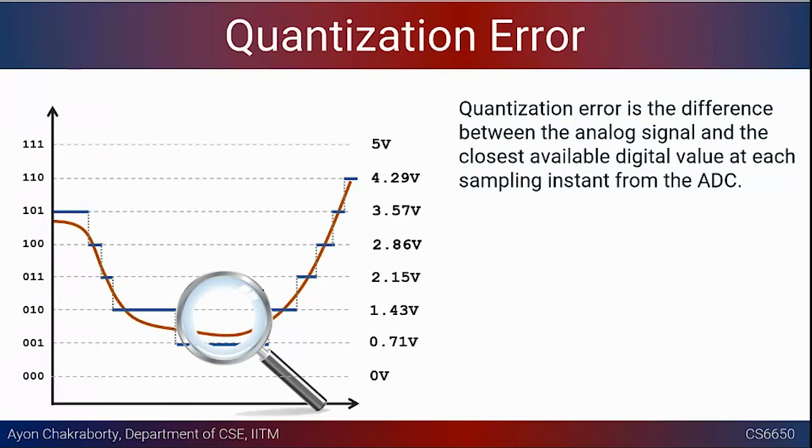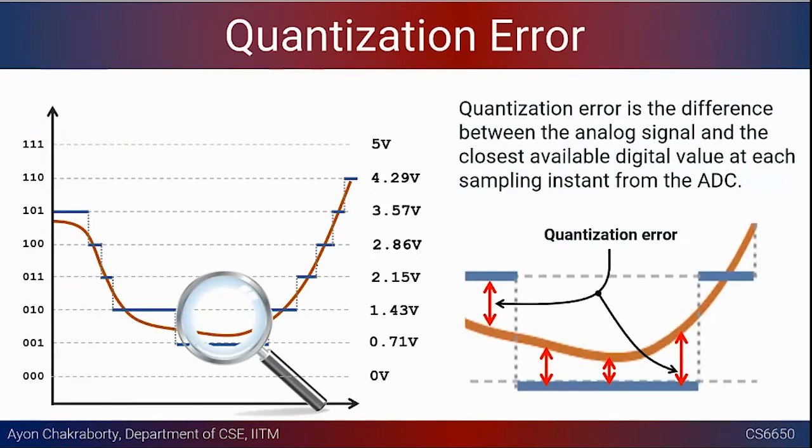So if we look a little bit using a magnifying glass, what you will see is there is a lot of error associated because of this approximation. So quantization error is the difference between the analog signal and the closest available digital code value that the ADC is outputting at each sampling instant. So we are doing it discretely in terms of time also. So this is not continuous again.